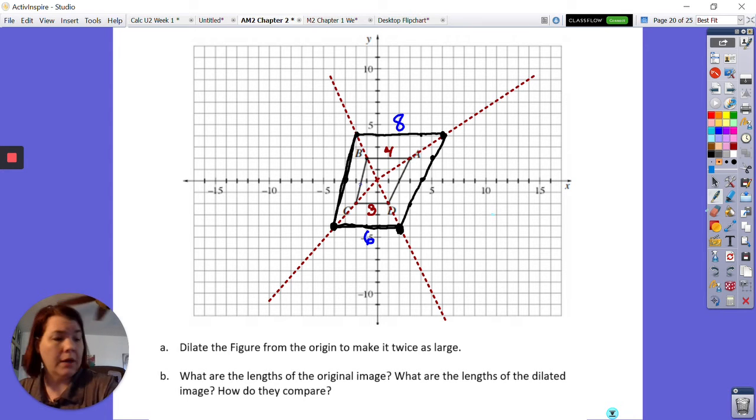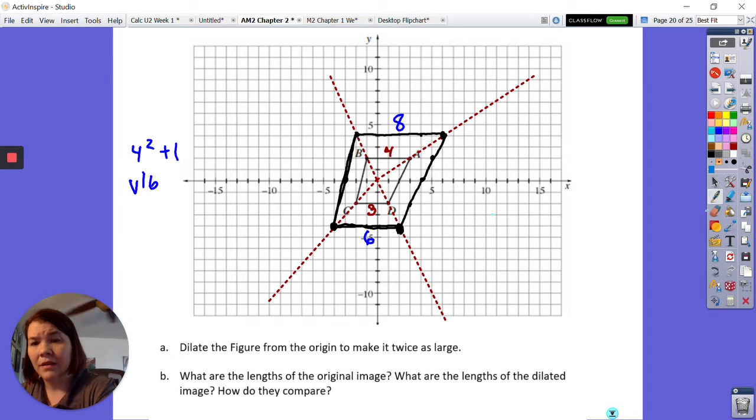So the Pythagorean theorem is 4 and 1, right? So 4 squared plus 1 squared, which is 16. So we have the square root of 16. Now this is going to be hard, square root of 17, excuse me. This is going to be hard to compare because I have the square root of 17.